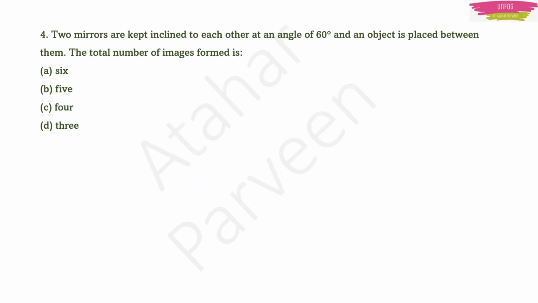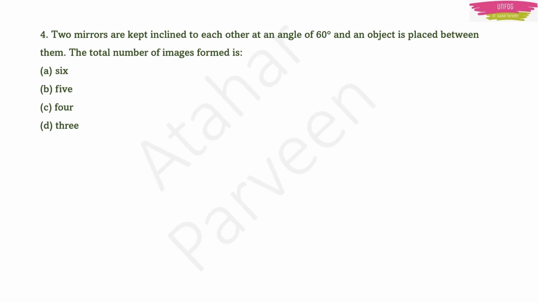Next example. Two mirrors are kept inclined to each other at an angle of 60 degree and an object is placed between them. The total number of images formed is. Here what have they given? They have given you the angle between the two mirrors, which is 60 degree. Now you have to check whether it is an odd number or even number. 60 degree is an even number, right? Now they are telling you to find the number of images.